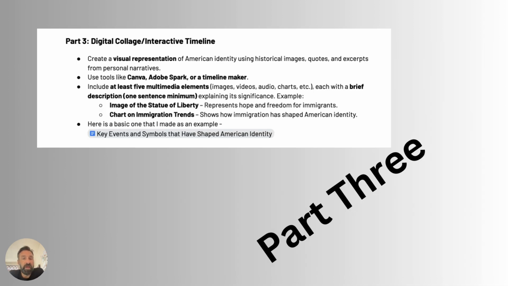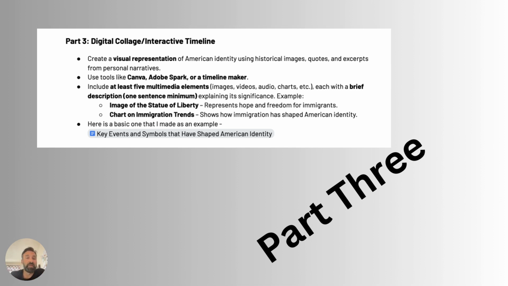And then part 3 is a digital collage or an interactive timeline. I've got an example coming up here where I show you this, but what I did was I created a Google Doc with it, but you can use Canva, you can use Adobe Spark, Timeline Maker, anything like that. You're going to choose at least 5 events for this part of the assignment. So the 3 that you might have chosen in the beginning, and then 2 more, or 5 different ones if you want. I don't care.